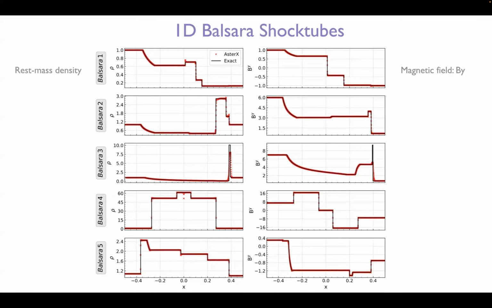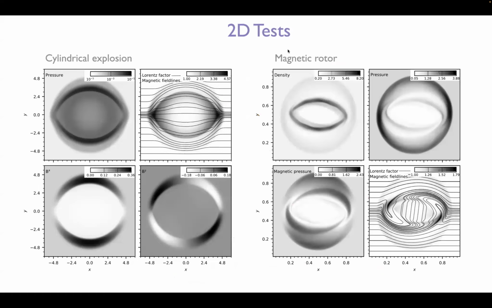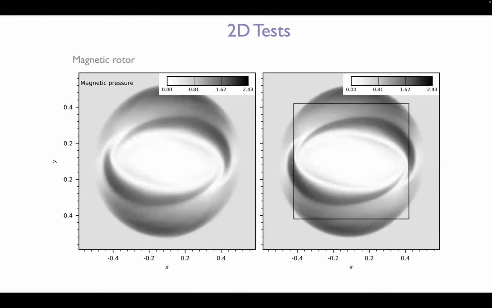Next, we performed some two-dimensional tests, for example, cylindrical explosion on the left and magnetic rotor on the right. And these final time profiles match very well with what's been shown in the literature. For the magnetic rotor test, we also included an additional box here, like an AMR box. So the shock was able to pass through this AMR level as well, and we don't see any issues in this case.